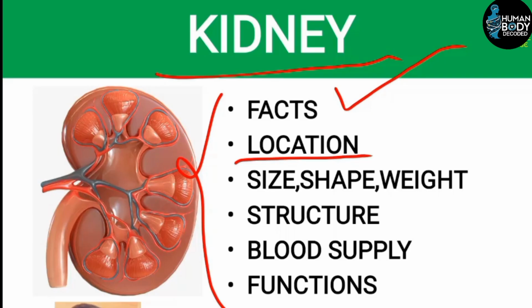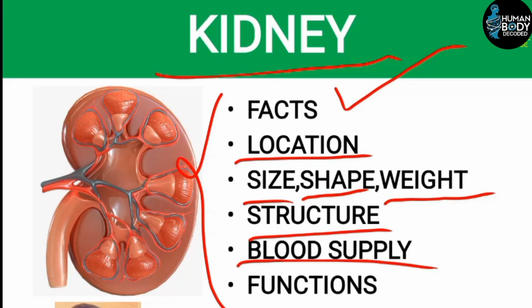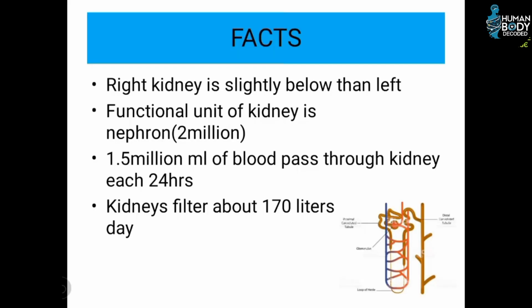Then we will move on to its size, and then I will describe the shape of the kidney. Following that, we will cover the weight of the kidney and then examine its structure. Next, we will study the blood supply of the kidney. After covering all these aspects, I will conclude by explaining the functions of the kidney. So, let's begin. First, let's discuss some facts about the kidney.